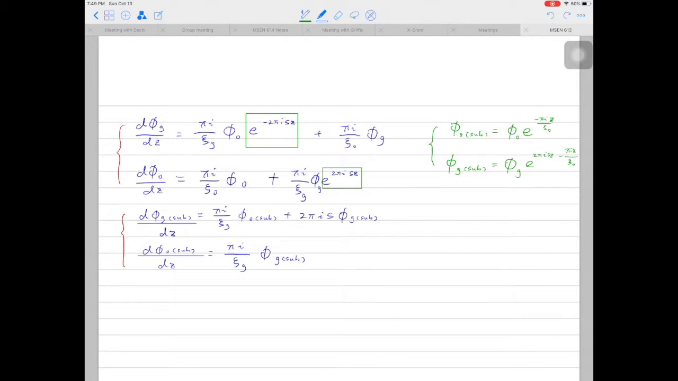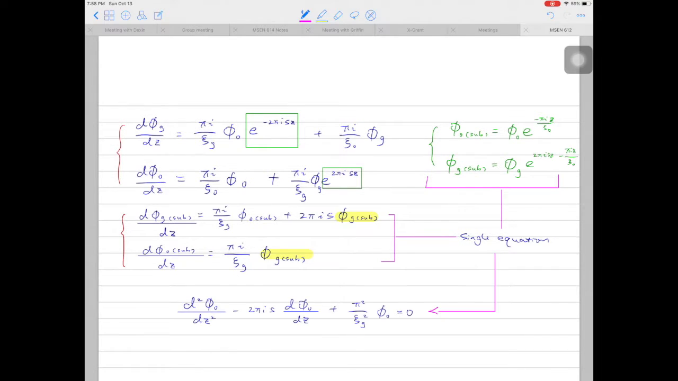In both equations, we have phi g sub. By substituting one into another, we can write these two equations into a single equation. Taking one step forward, by substituting phi naught back into this single equation, we'll get another single equation in the form of a second-order differential equation. This is what we get.